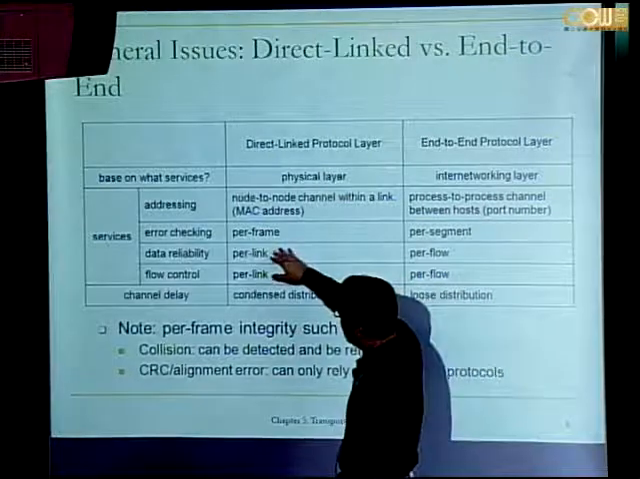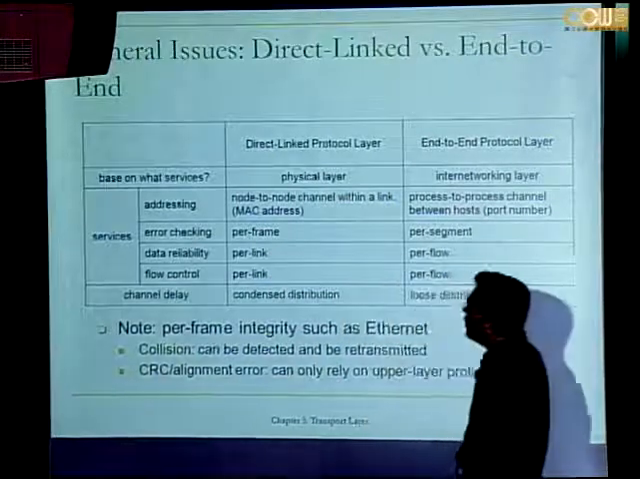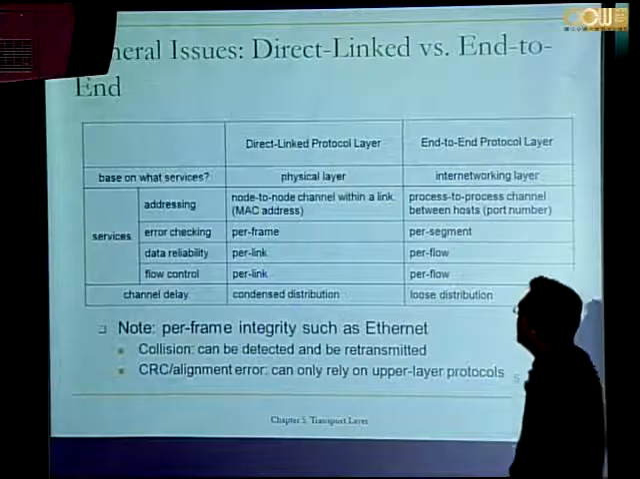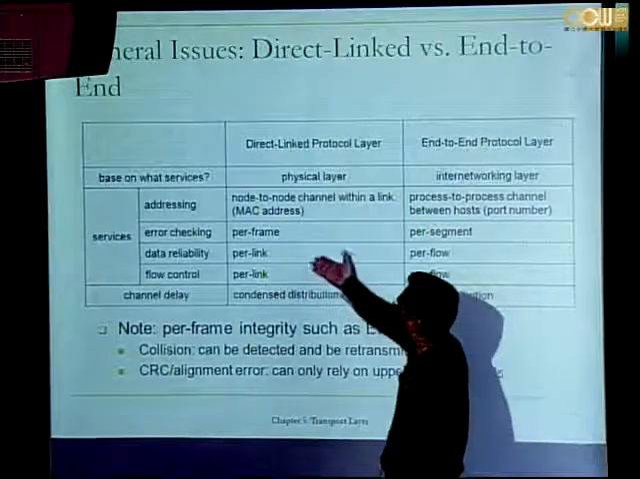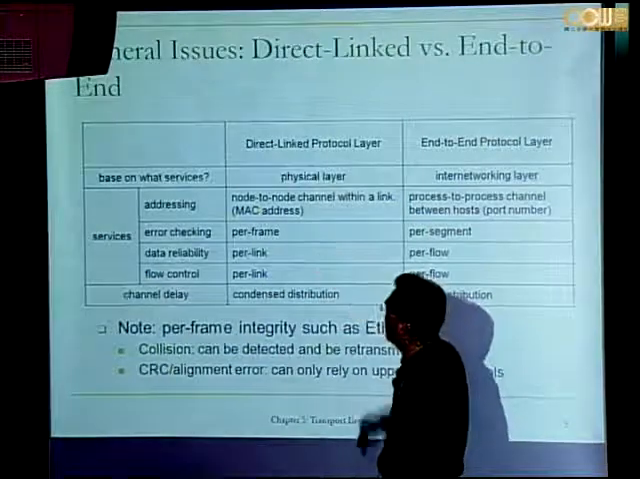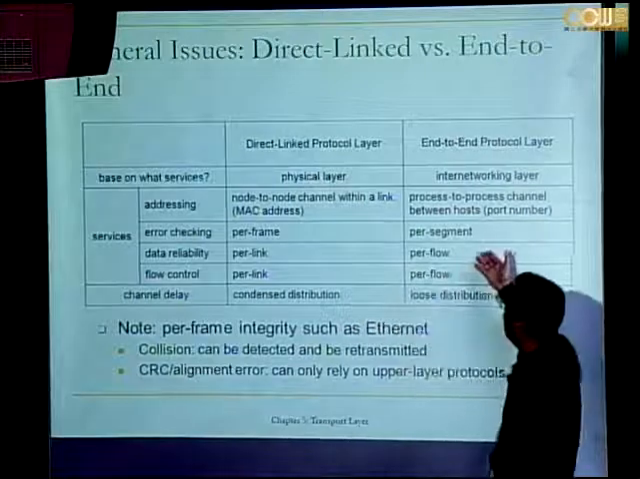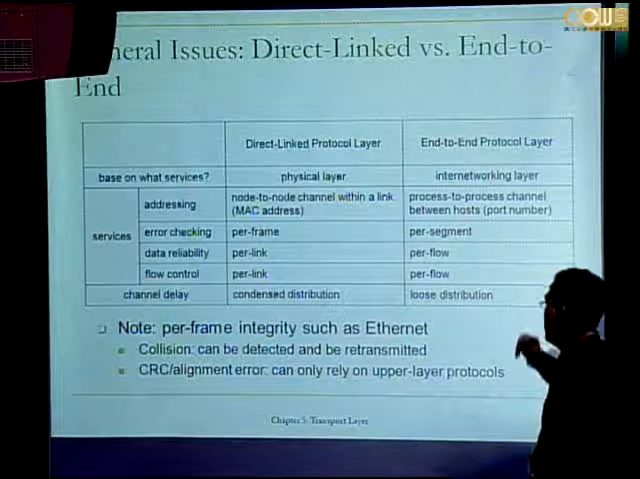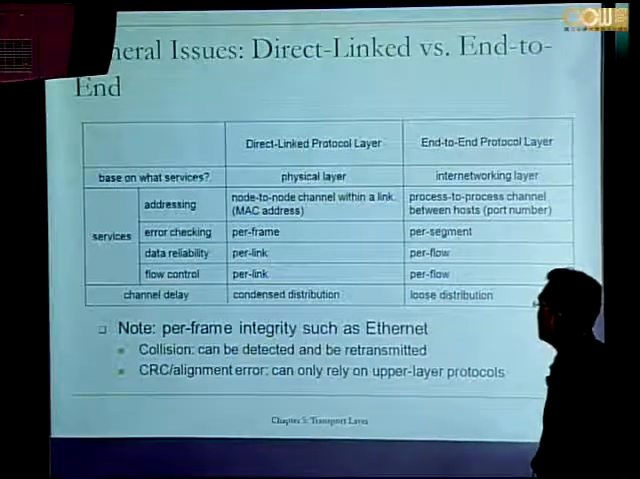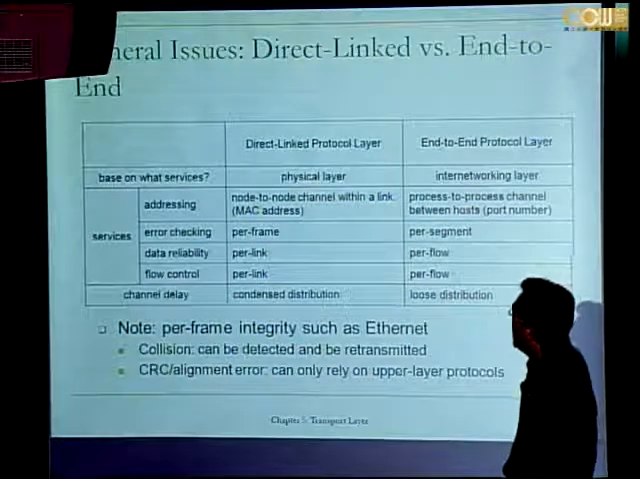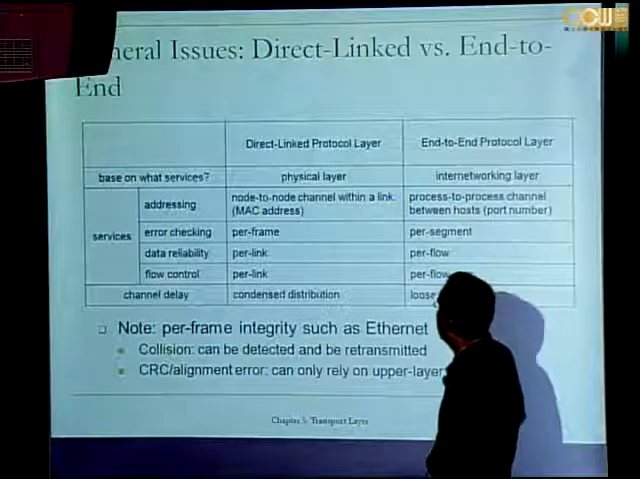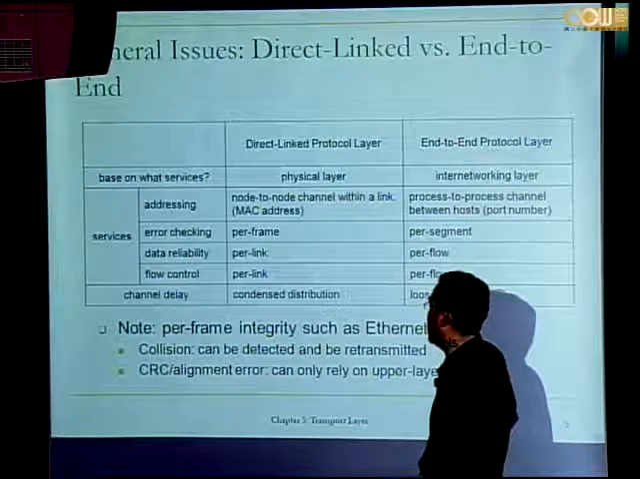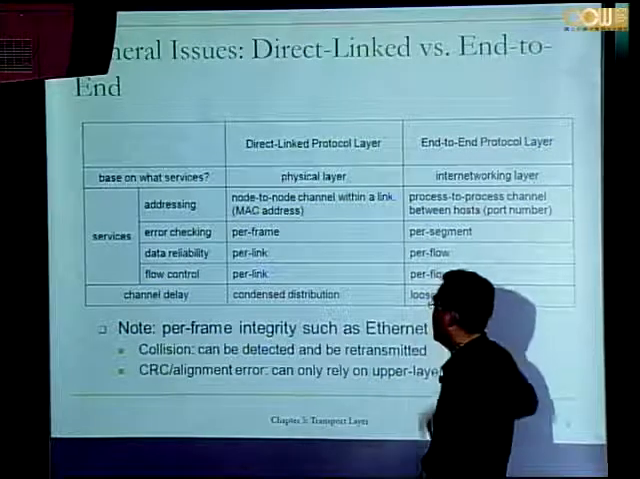And for data reliability, the link layer only guarantees it's correct on the link. But here you need to guarantee it's correct per flow, on the entire flow. And same for flow control. You control just the link, but here you control the flow.